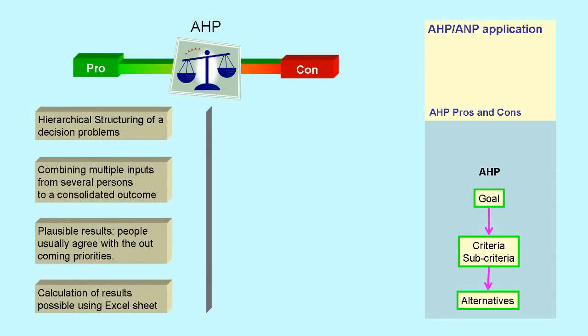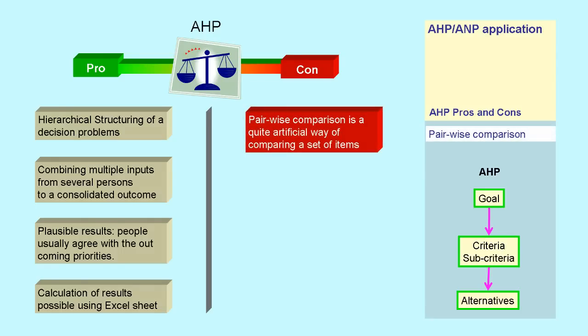So what are the disadvantages of the method? Although it sounds strange, because the whole method is based on it, the pairwise comparison of criteria is one of the crucial issues. It looks like this pairwise comparison is a quite artificial way of comparing a set of items. People are more used to either give a ranking, so sorting by importance or relevance, or confirm agreement/disagreement with statements.